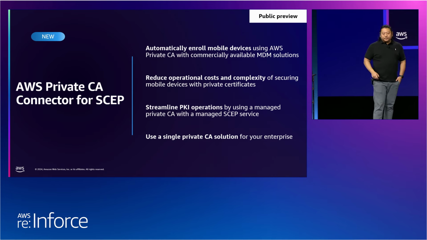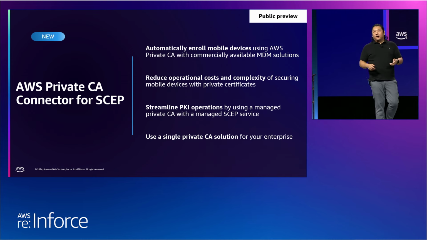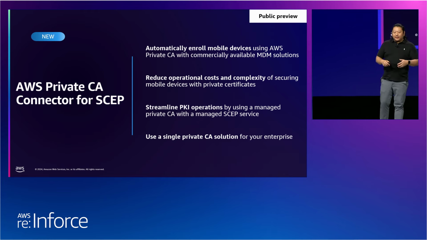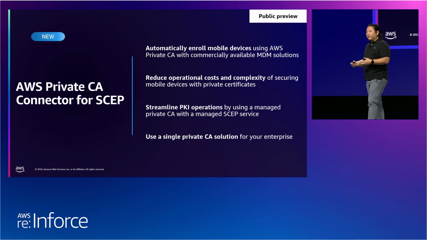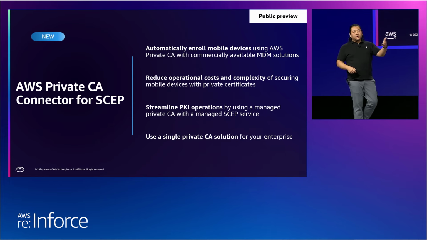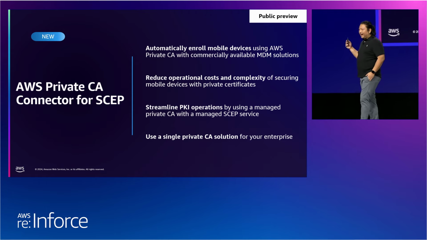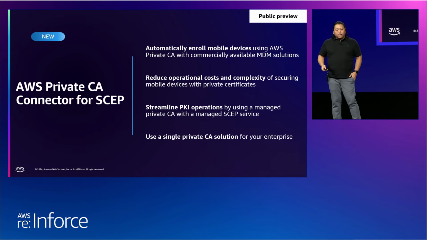And lastly, the connector for SCEP is part of a portfolio of connectors that AWS Private CA offers. This means it allows you to have a single Private CA solution for your enterprise, whether it is for securing your AWS resources, users and machines in Active Directory, workloads in Kubernetes, and now mobile devices.